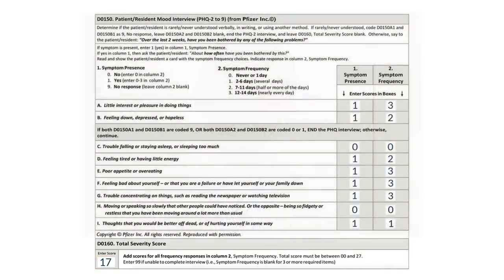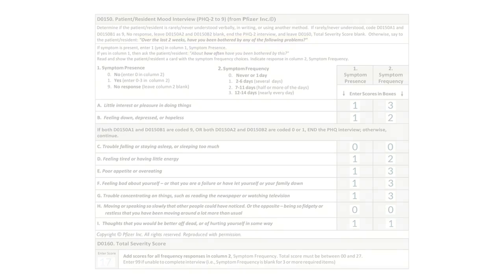In this training video, we demonstrated how to complete D0150, Patient Resident Mood Interview, PHQ-2 to 9, and D0160, Total Severity Score. As this is a standardized assessment, it is important that questions are asked exactly as written, and responses are based on the patient's or resident's interpretation. However, if a question is misunderstood, misinterpreted, or if the patient or resident is having trouble identifying a response, different strategies and techniques may be employed to elicit accurate responses and to assist with coding the assessment.